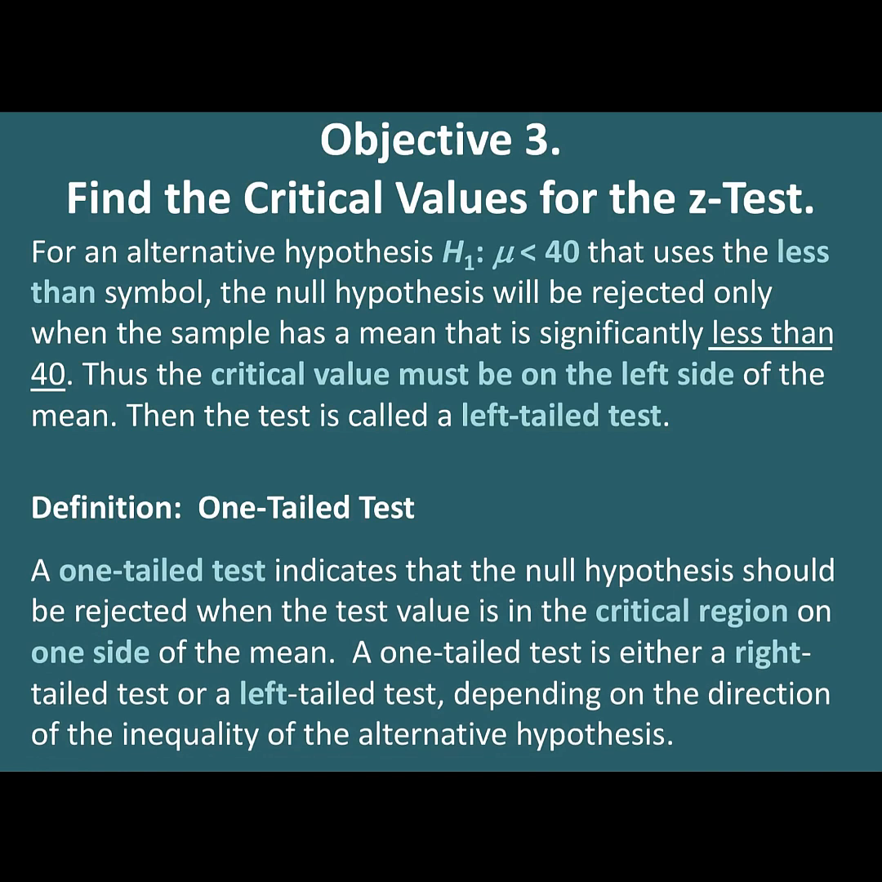A one-tailed test, as noted above, either being right or left, indicates that the null hypothesis should be rejected when the test value is in the critical region on one side of the mean. A one-tailed test is either a right-tailed test or a left-tailed test, depending on the direction of the inequality of the alternative hypothesis.